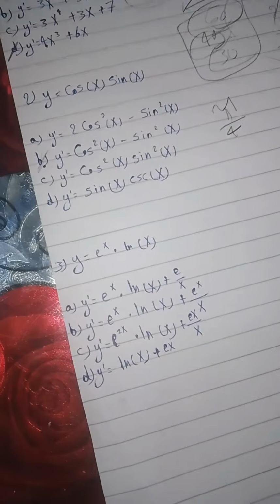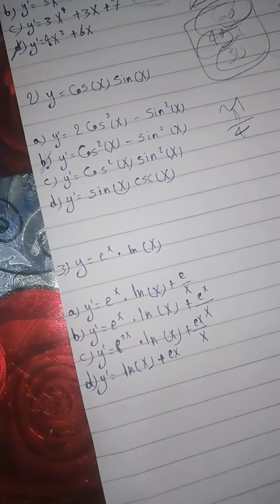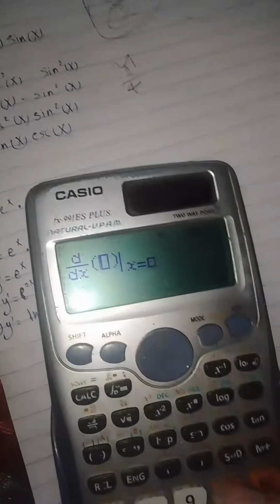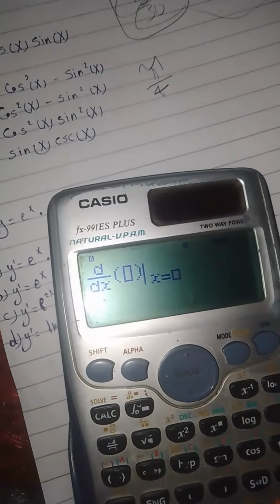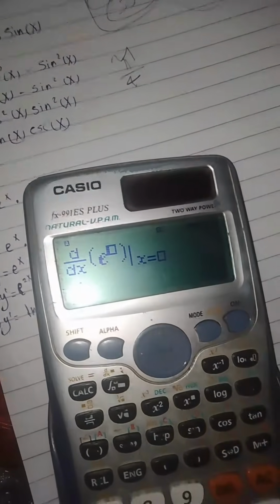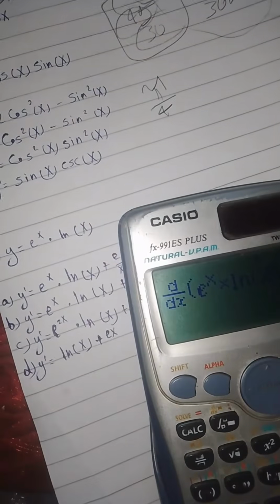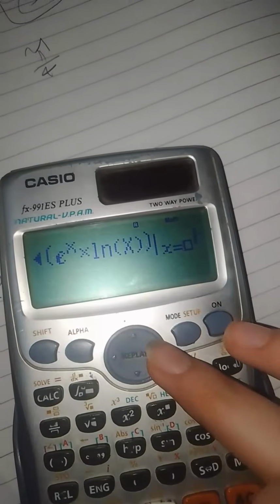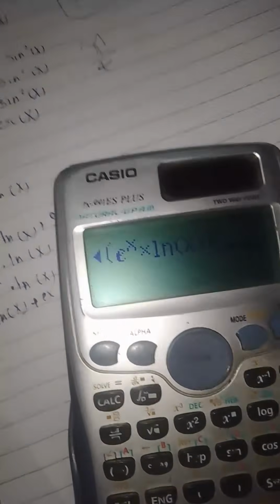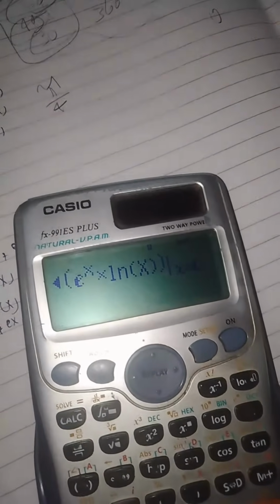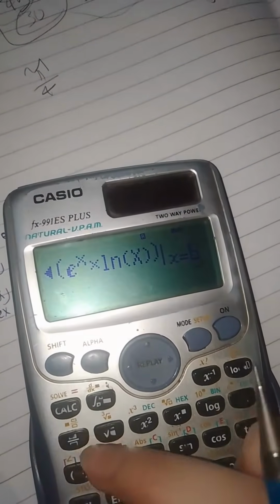So now we came to our last question of this video. Here we have y equals e power x times ln x. So what we're gonna do is use shift derivative, and we're gonna copy the equation, e power x. Now after I copied the equation, I need a substitution for x. As I said, we don't use common angles, but we use uncommon ones. So I'm gonna substitute with, let's say, pi over 3.